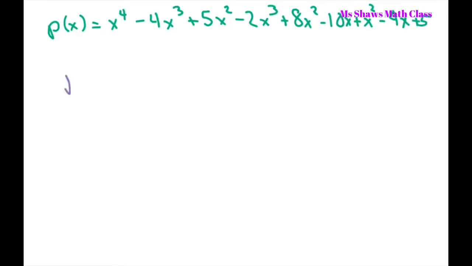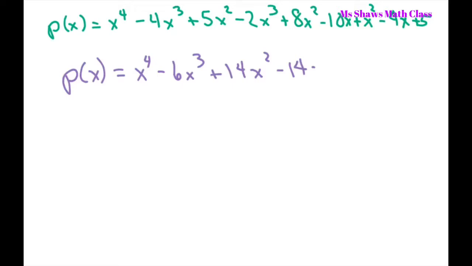And finally, collecting like terms, I got x to the 4th minus 6x cubed plus 14x squared minus 14x, and then plus 5. I hope I did that right, but you can check me on that. Leave a comment again if I messed up.